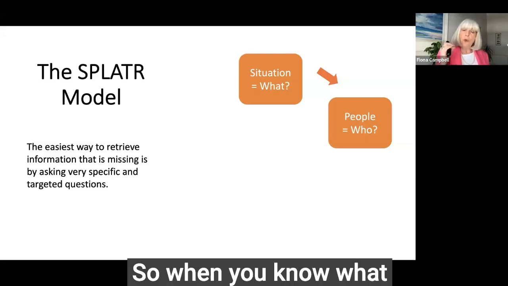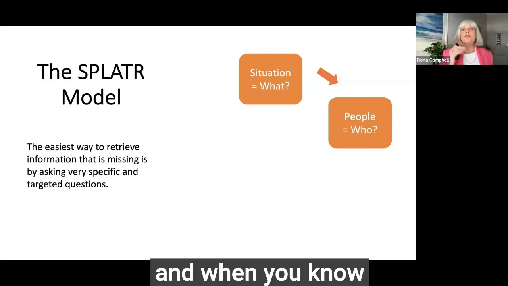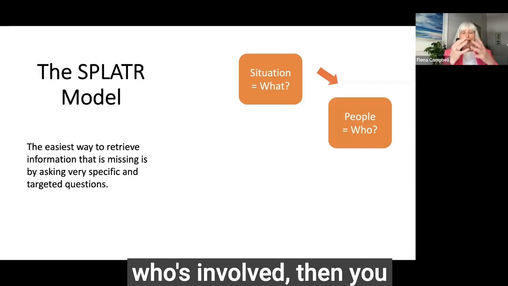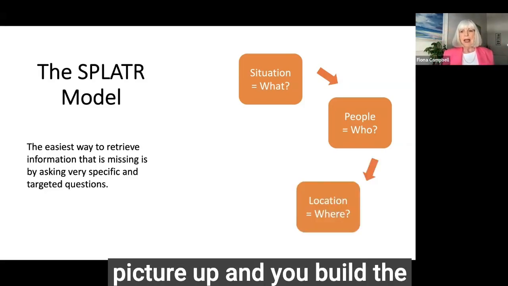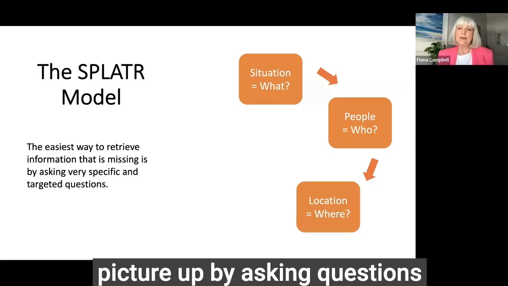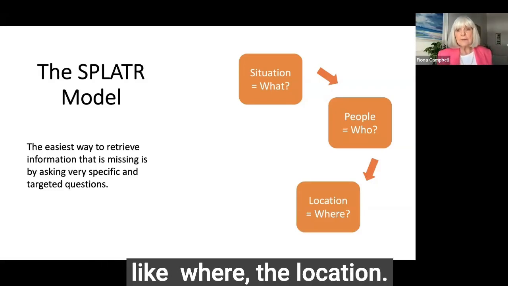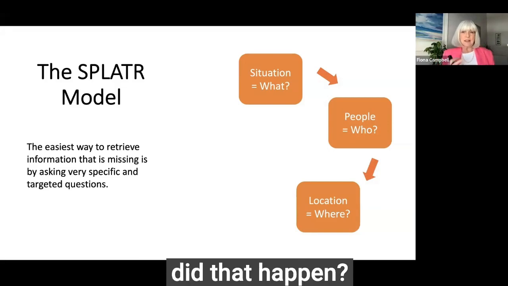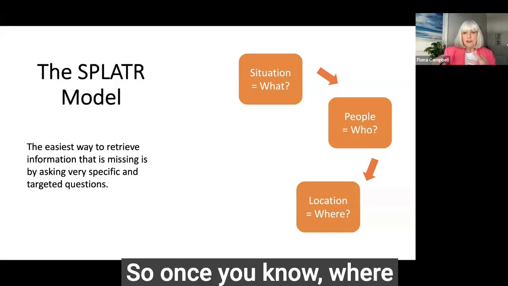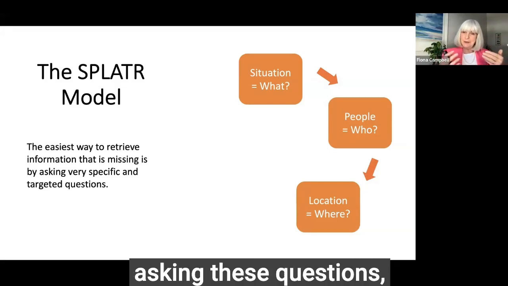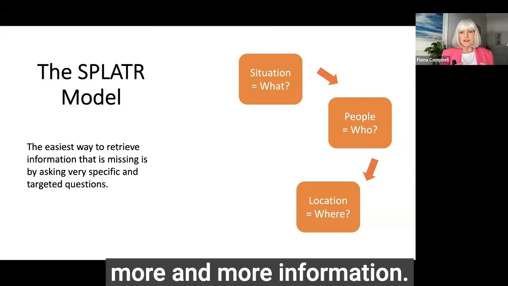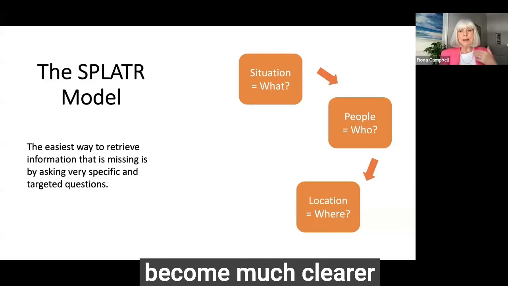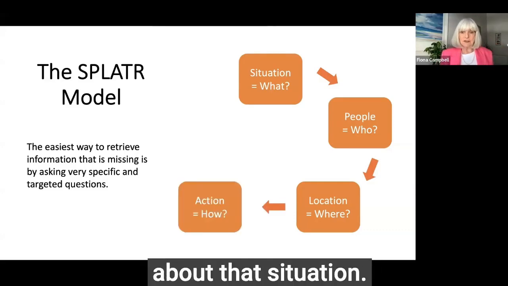So when you know what someone's talking about and when you know who's involved, then you start to get this picture. You can start to build that picture up. And you build the picture up by asking questions like where, the location. So where specifically did that happen? So once you know where, can you see as you're asking these questions, gradually you're retrieving more and more information that's helping you become much clearer about that situation.